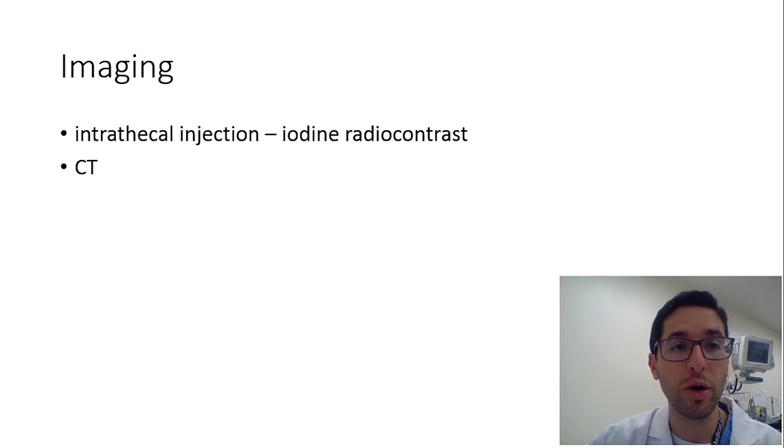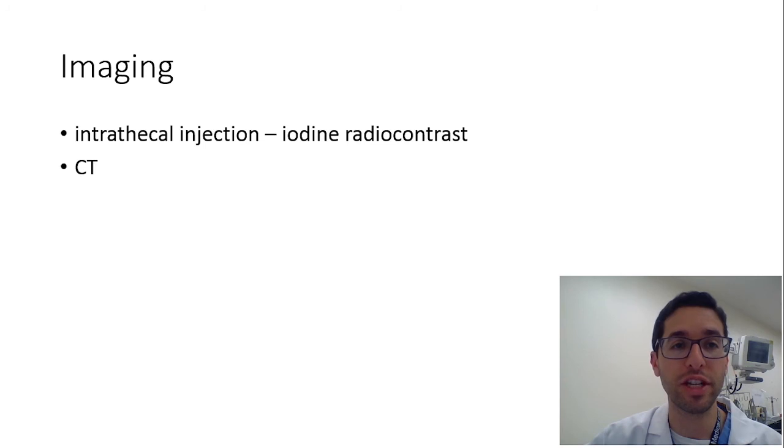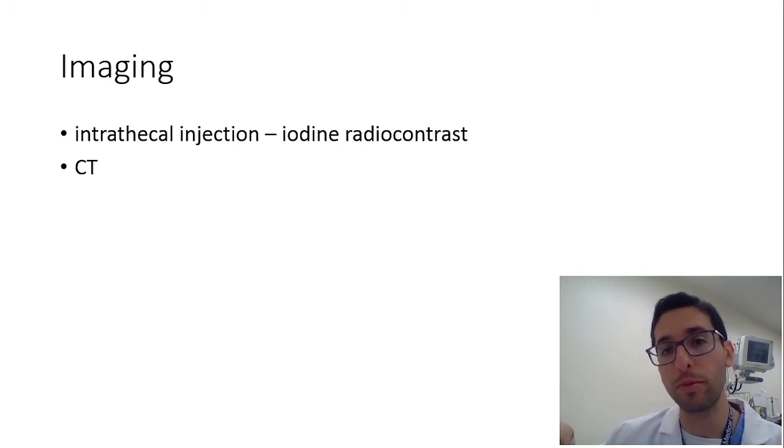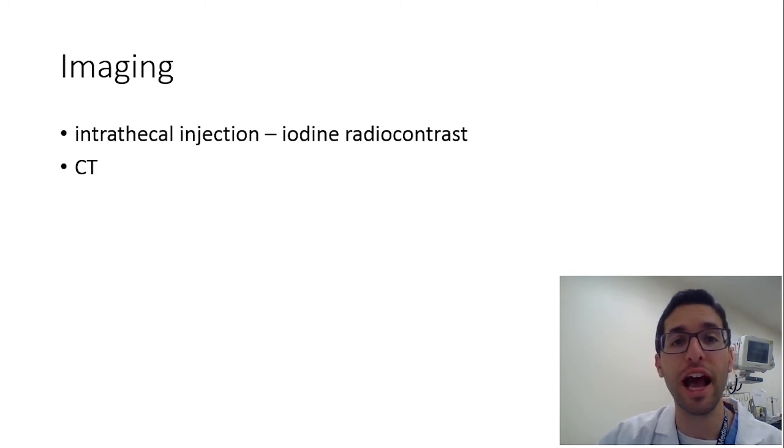Important imaging to talk about. Obviously, if this is in the context of a fracture, then usually you don't need to do the radioiodine contrast, because anytime you have a fracture, you assume that's the site of your CSF leak. But if you can't find it and you want to pinpoint exactly where your CSF leak is, you could do an intrathecal injection, which means you're injecting kind of like an epidural, but instead of going to the epidural space, you're going to the spinal canal, and you're injecting iodine radiocontrast. And then you obtain a CT, and you'll be able to see exactly where your CSF leak is.